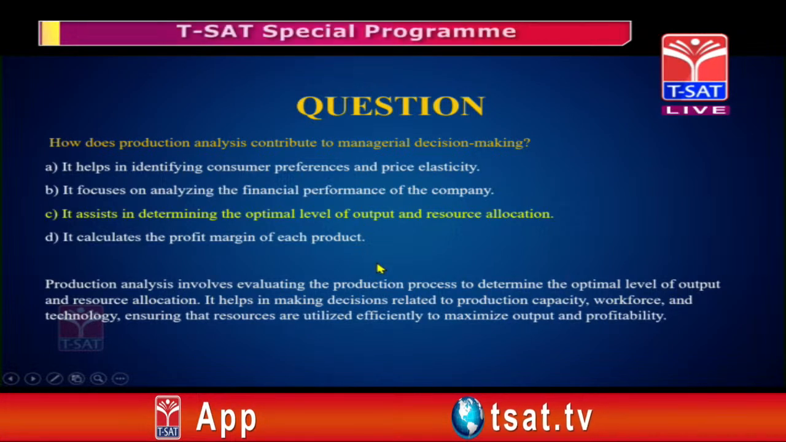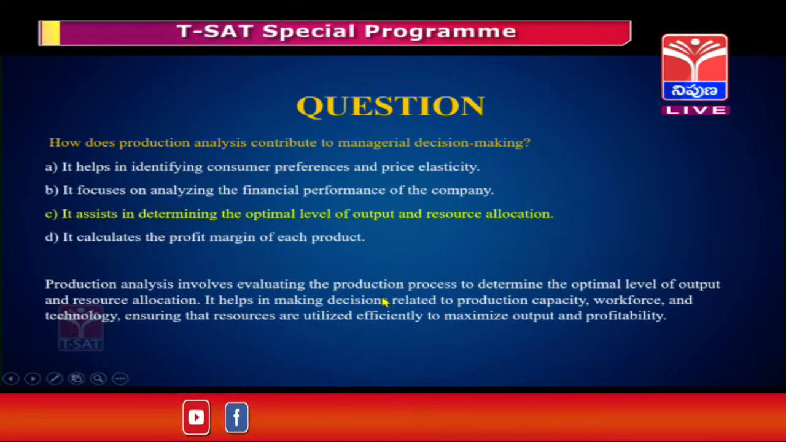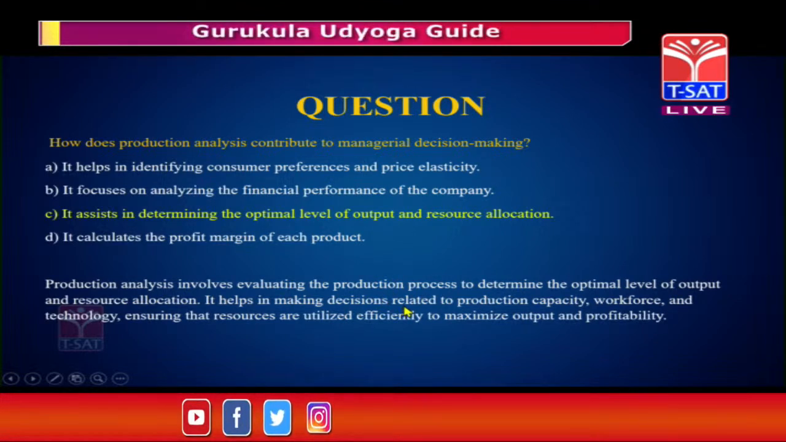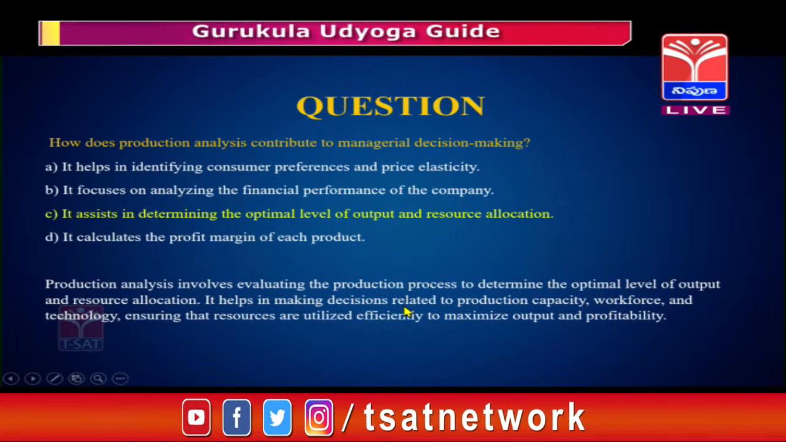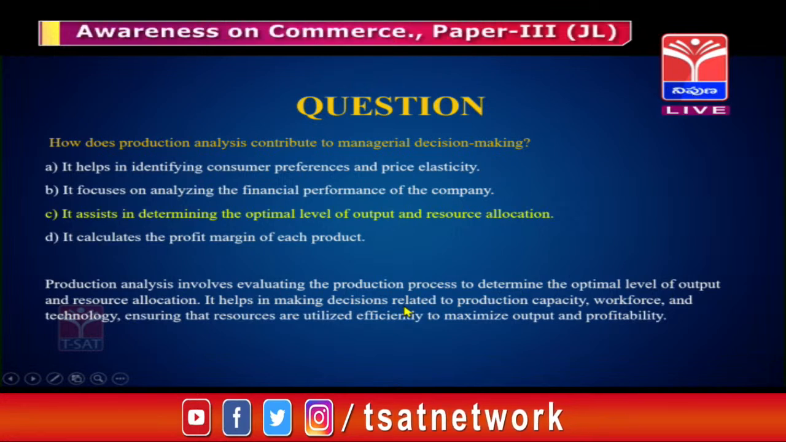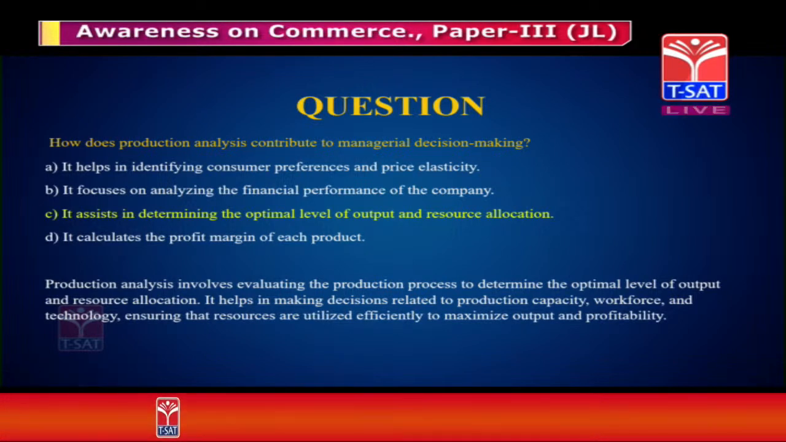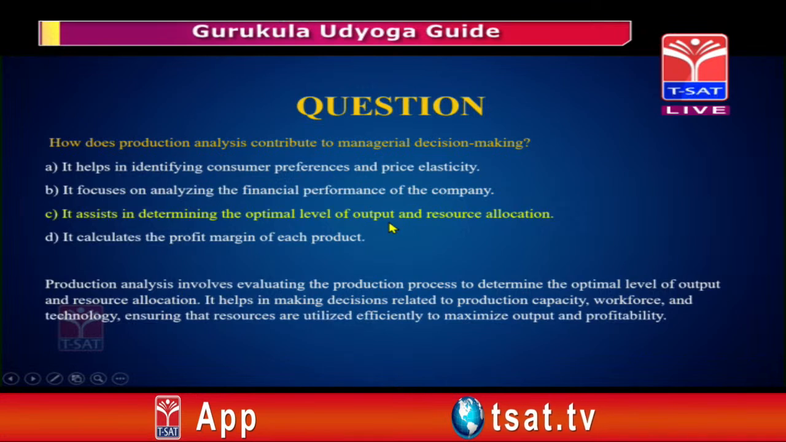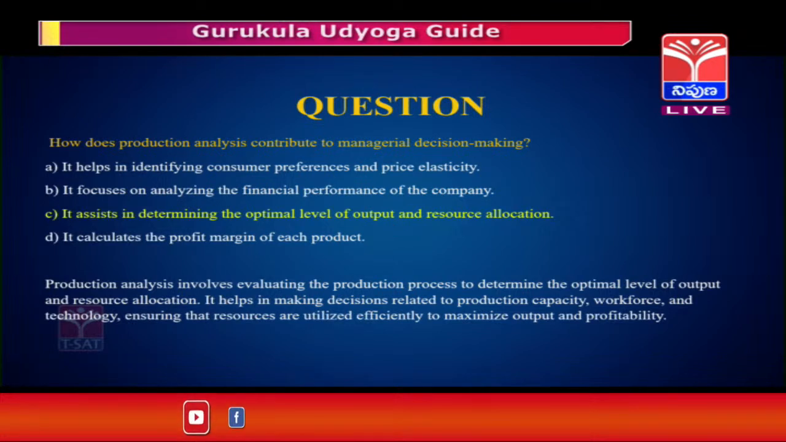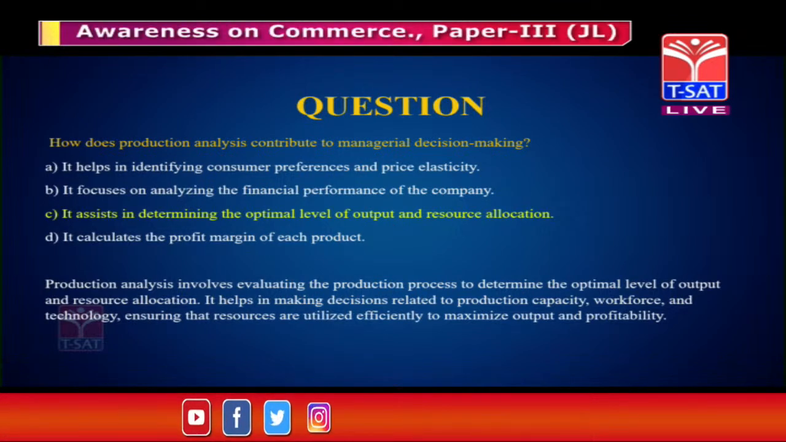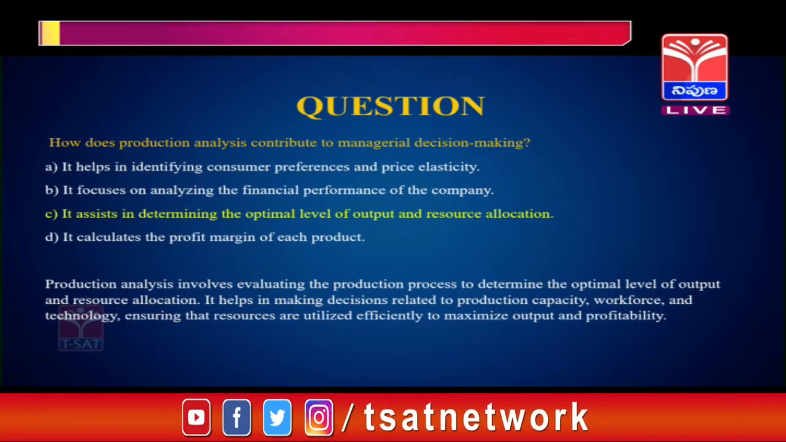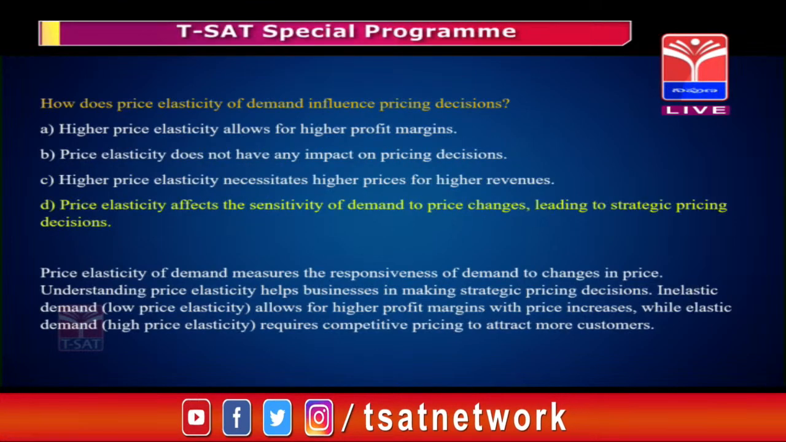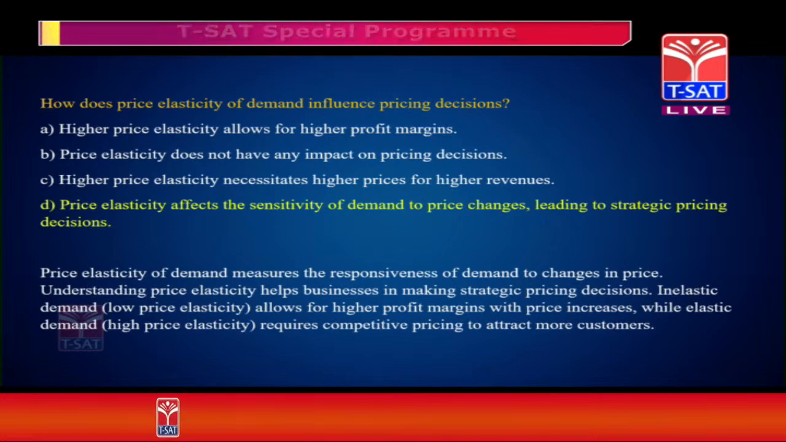Now when you're talking about production analysis, it involves evaluating the production process to determine the optimum level of output and resource allocation. So you have to see where exactly in the bits he is talking about the optimum level of output. Look into the third bit. C bit talks about your optimum level of output. Therefore, C bit is the right answer.